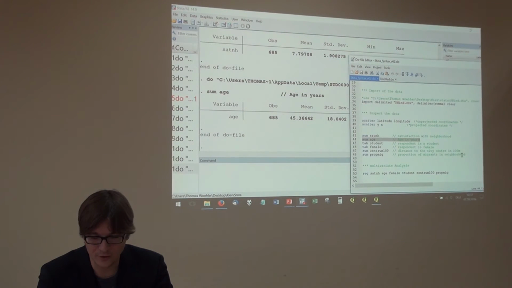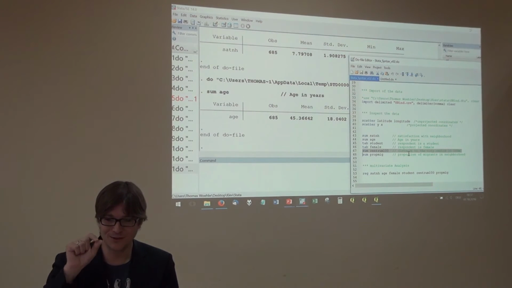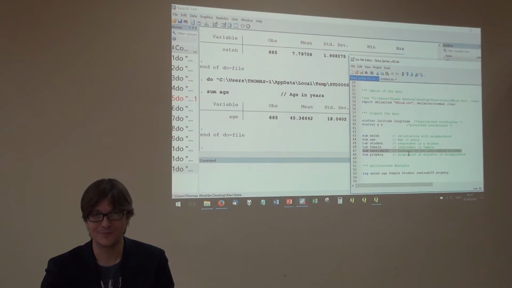Okay, and we can do this for some other. I show you the two spatial measurements. One is called Zentrum 100. This is the distance from the individuals to the city center in 100 meters. So when it's 4,000, then I divided it through 100, so it's 40.